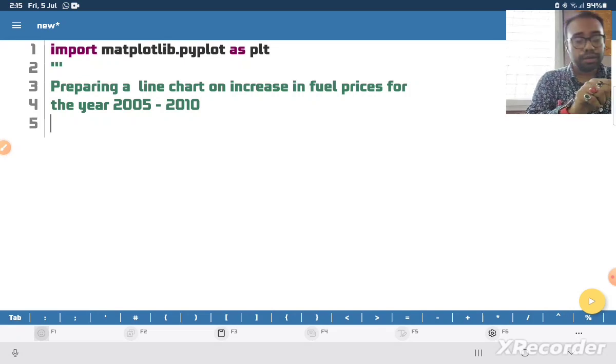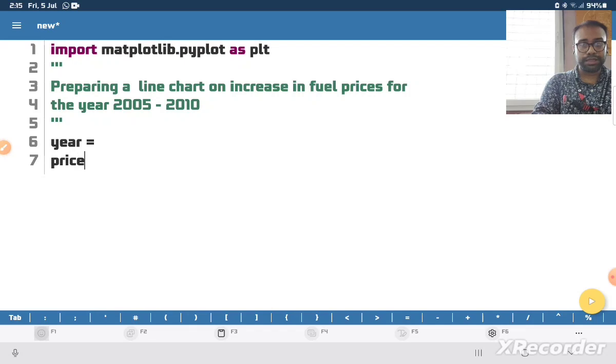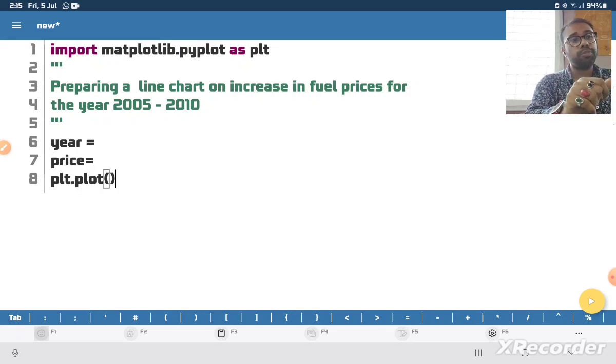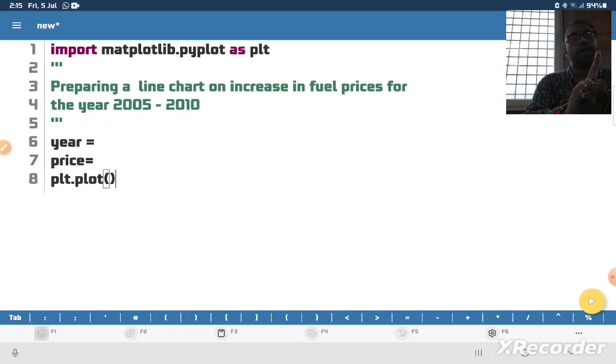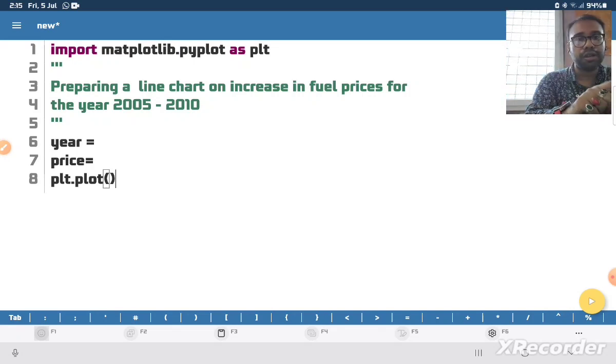Okay, and here we are going to start the graph now. First we are going to plot in the x-axis all the years. So year goes over here. Then I'm going to plot price in the next axis. Finally we are going to plot the graph. Which function, as you saw in the last slide? plt.plot. Plot is the dedicated function for a line chart. So we are going to use which function here? Plot function.